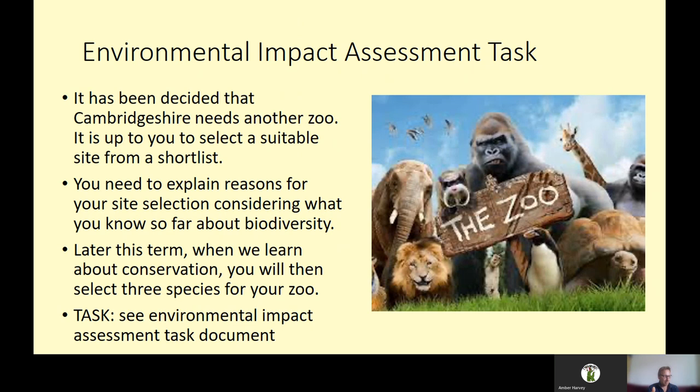Later on, as we go through this topic, we're going to talk about conservation. You're then going to be asked to select some species for your zoo. We're going to carry this on a little bit. But there is this impact assessment task document that should have all the information that you need for that task. So that's your independent work.